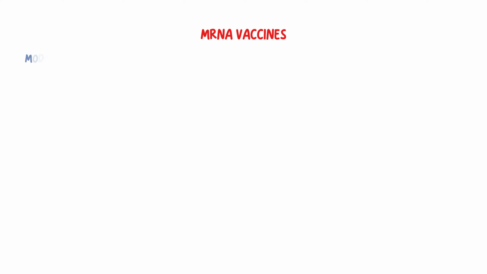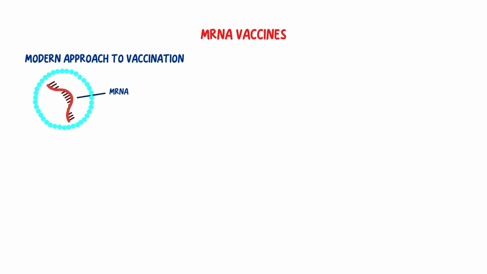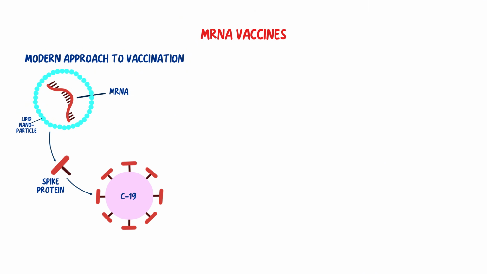mRNA vaccines represent a modern approach to vaccination. Instead of using a live or inactivated virus, these vaccines utilize synthetic mRNA, a type of genetic material created in the lab. The mRNA contains instructions for cells to produce a specific protein from the virus, such as the spike protein seen in COVID-19.